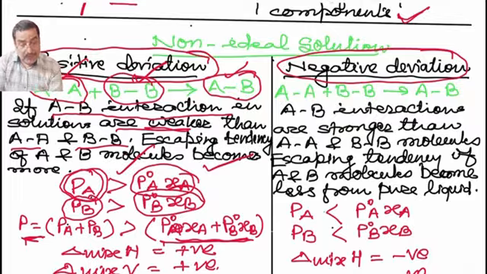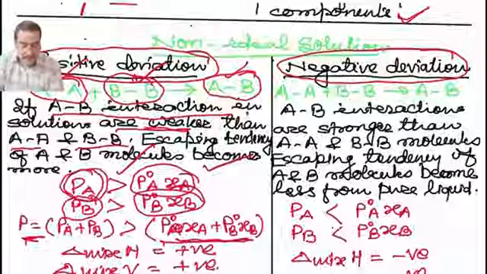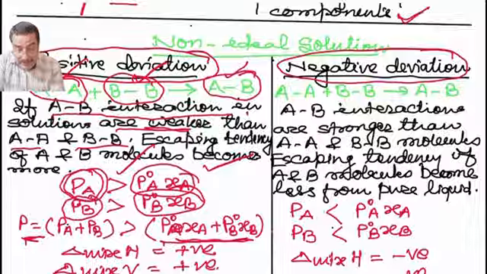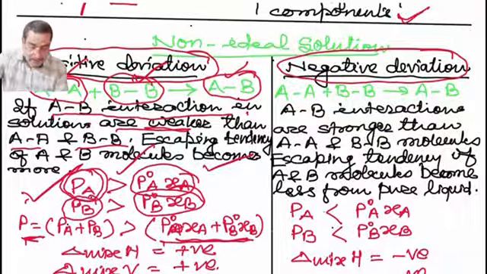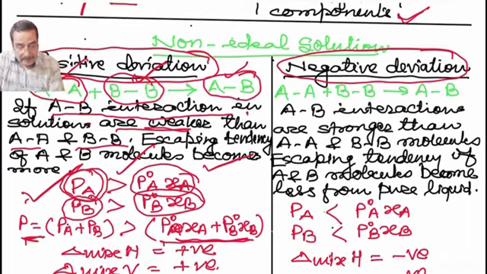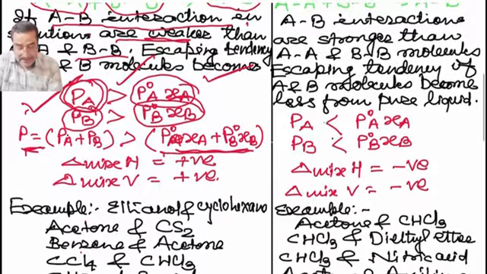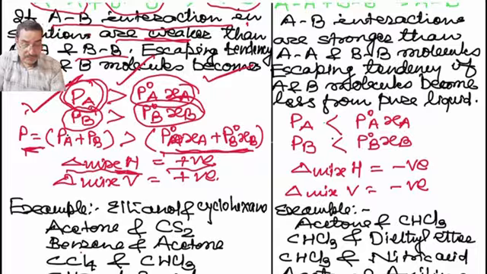Again I repeat the conditions: if the A-B interaction in solution is weaker, only then is the escaping tendency of A-A and B-B more. Under these conditions, PA is greater than P naught A XA and PB is greater than P naught B XB. Similarly, under the same conditions, delta H mixing, that is the enthalpy change, is positive, and delta V mixing, that is the change in volume, is also positive.